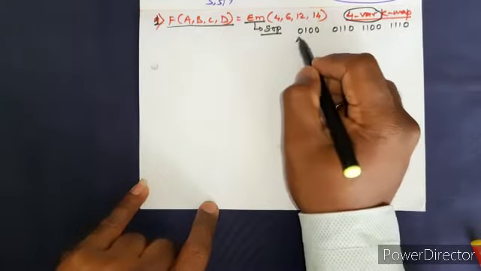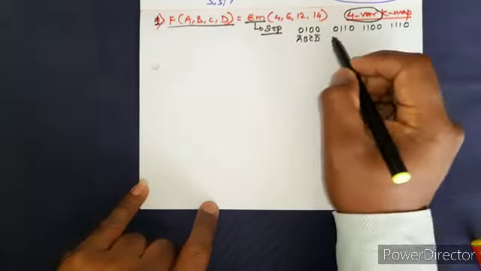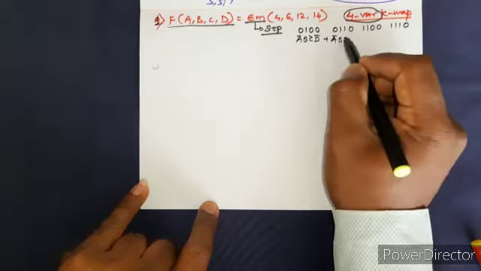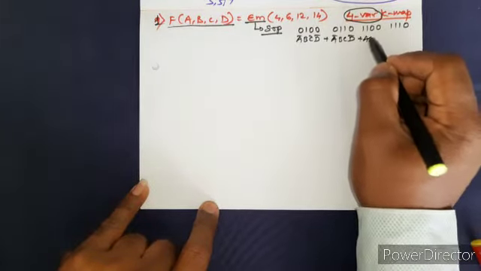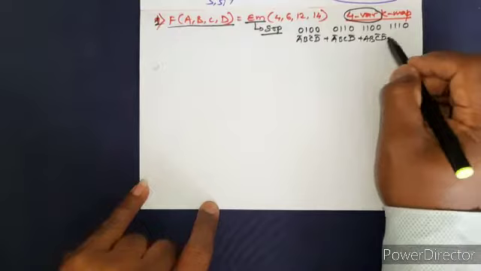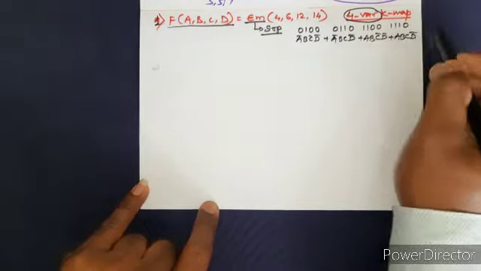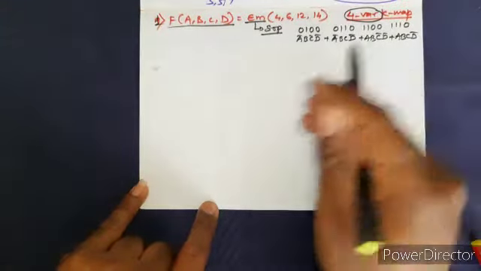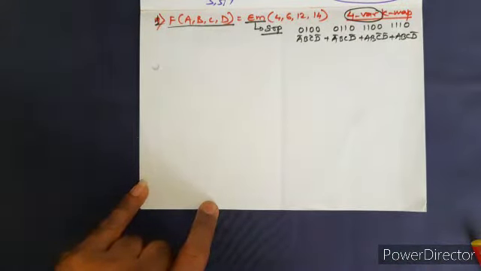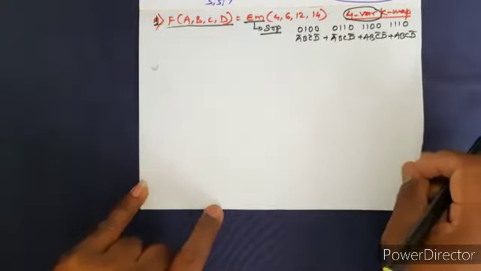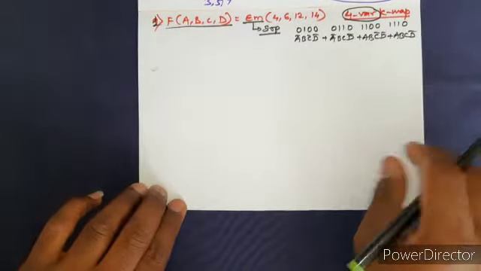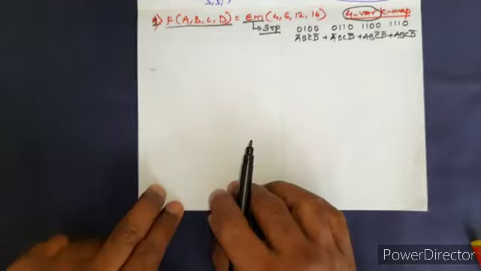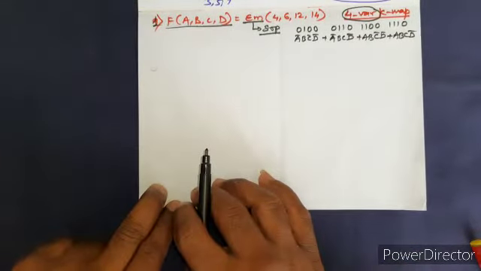So this becomes a bar, b, c bar, d bar plus a bar, b, c, d bar plus a, b, c bar, d bar plus a, b, c, d bar. Then try to find the common terms and, using all those Boolean algebra laws, reduce that. On the other hand, let's now see how we can reduce this expression with the help of K-map.